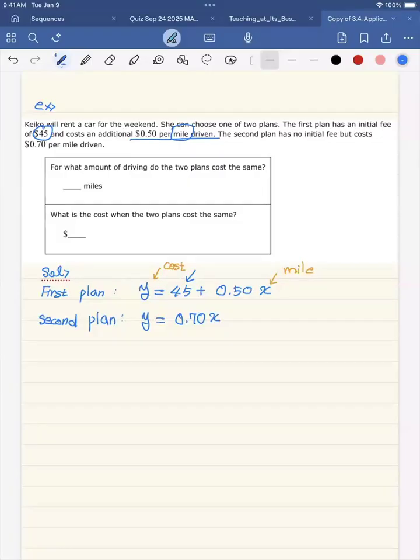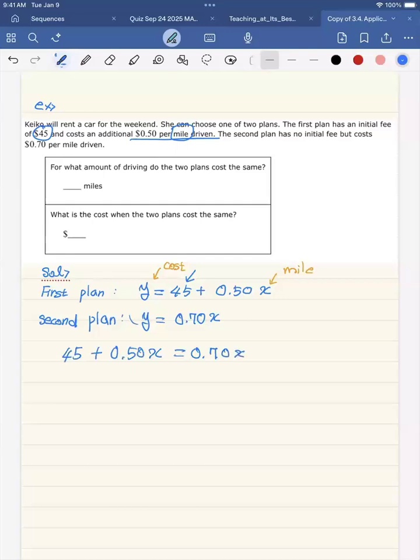The second plan has no initial fee but costs 70 cents per mile driven. So that's just 0.70 times x miles. In the first problem, the question is for what amount of driving do the 2 plans cost the same? Costs are the same, so y values are the same, so we can write an equation: 45 plus 0.50x equals 0.70x.